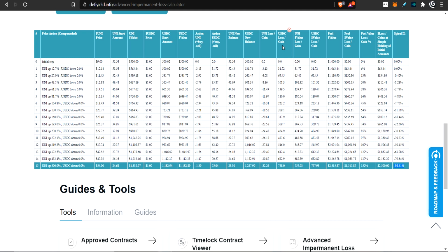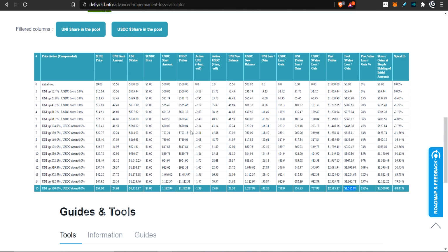So in the same amount of steps, we've lost 32 UNI this time, which is a, you know, we've gotten to a value of 758 when we should have a value of 1,500 for the UNI itself. Okay, so this is a cool calculator to play with.